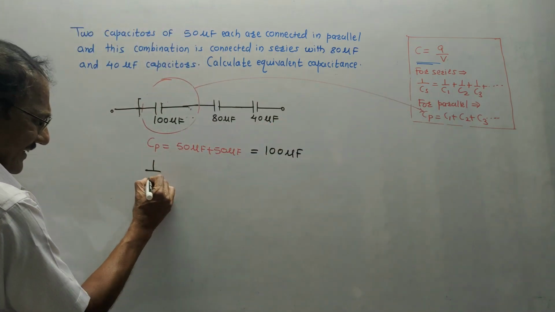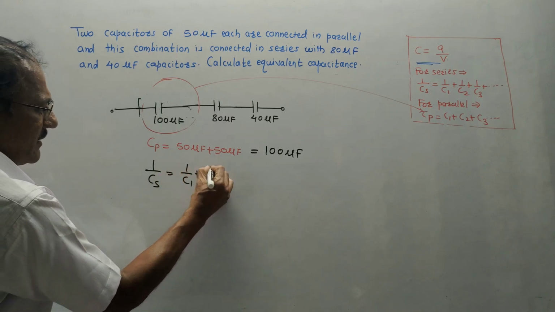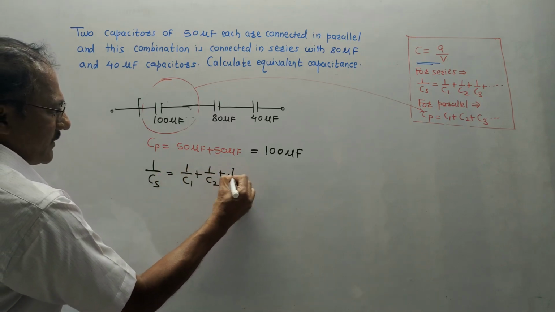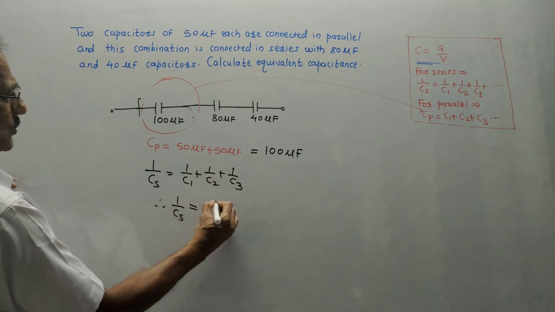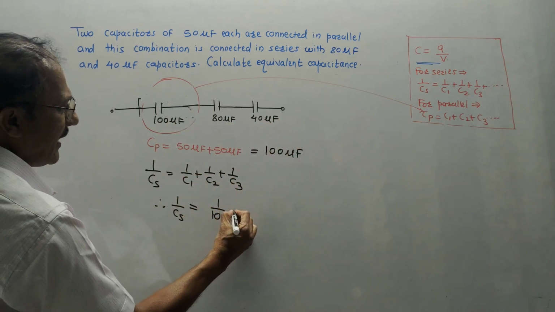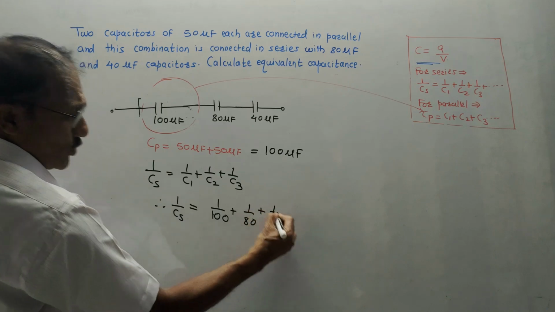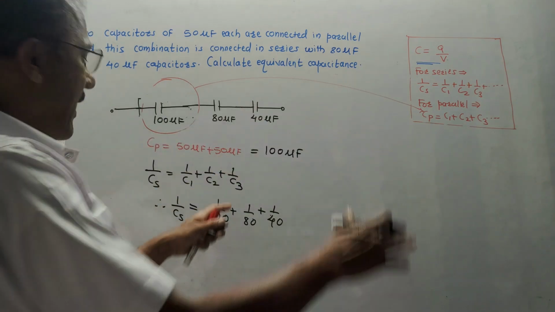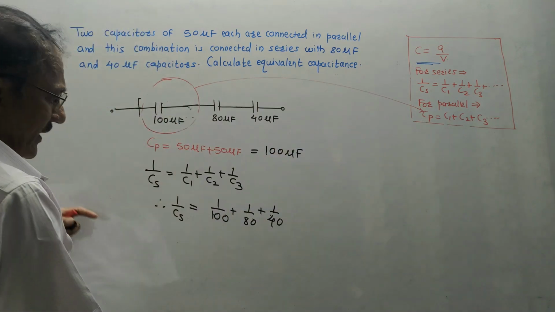So finally, let us make use of this formula. 1 by Cs is equals to 1 by C1 plus 1 by C2 plus 1 by C3. Therefore, 1 by Cs is equals to, simply I am putting the values. There are three capacitors now. 1 by 100 plus 1 by 80 plus 1 by 40. Like the previous two numericals, I am not making any conversion. I am keeping microfarad unit as it is. Final answer will be naturally microfarad.